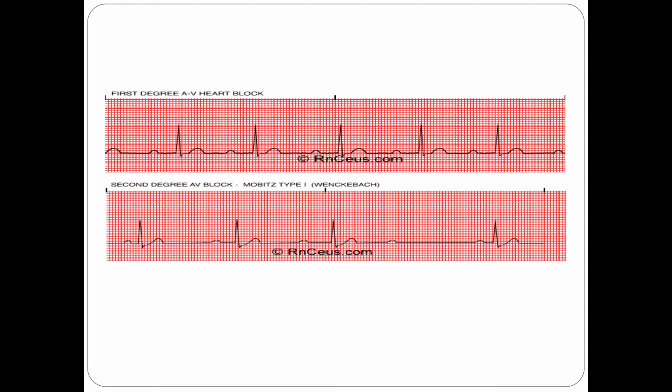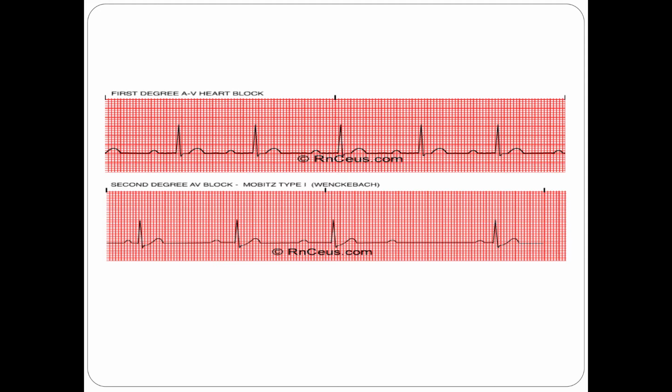So here's an example of first degree heart block, where the PR interval is prolonged. Usually the rate here for this guy is 50 to 60 already, so it's not really that bad, probably not too symptomatic. Probably don't treat these guys half the time.